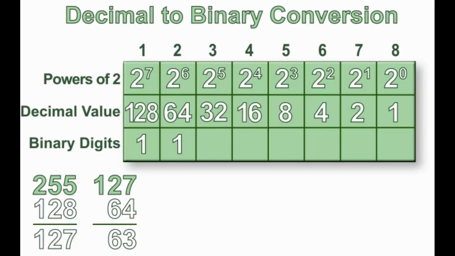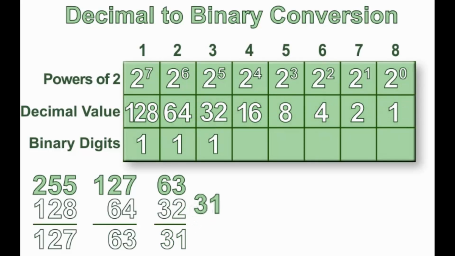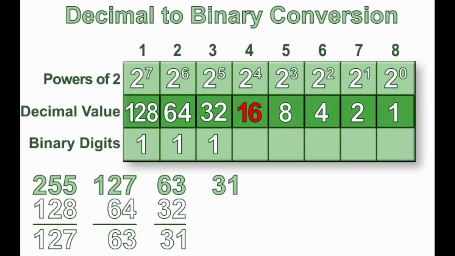Just keep on repeating that process now. We've still got a remainder, 63, so we want to identify what I can subtract from 63. We'll identify that 32 is the highest value in the decimal row that I can subtract from 63. So I put a 1 into the binary digits row, do the math, subtract 32 from 63, and we have a remainder now of 31. Again, I'll take that remainder, 31, and see which is the highest value I can subtract from it. It's 16. I'll put a 1 in the binary digits row, then subtract 16 from 31, and I get a remainder of 15.